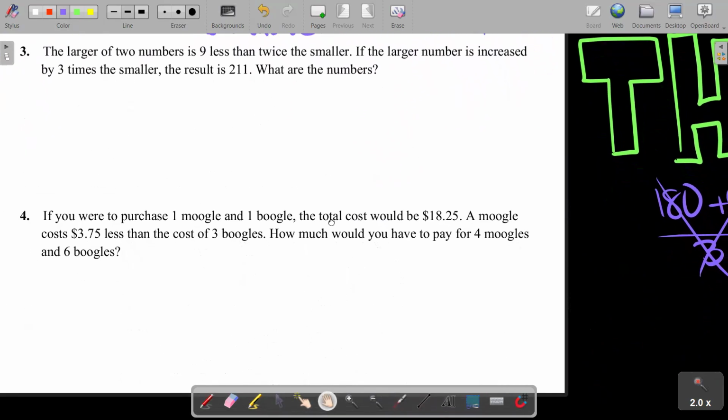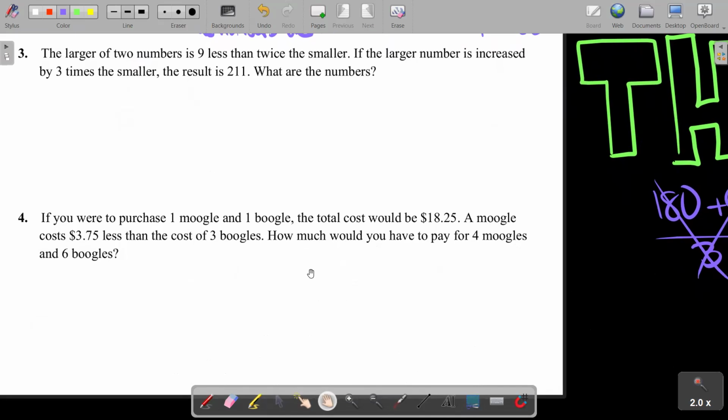Problem number 3. Take a moment, read it. What do you think we should call these guys? MS. That's what I would totally do. Again, it's already decided that they're called larger and smaller. So I appreciate that, hearing you say that. So let's let L equal the larger number. And let's let S equal the smaller number. Good.